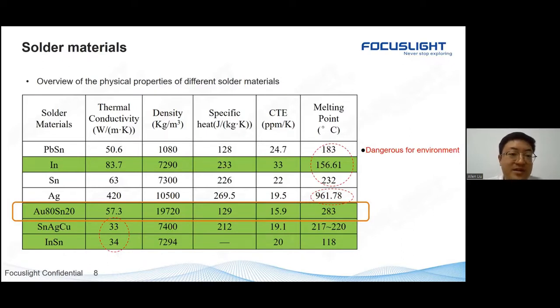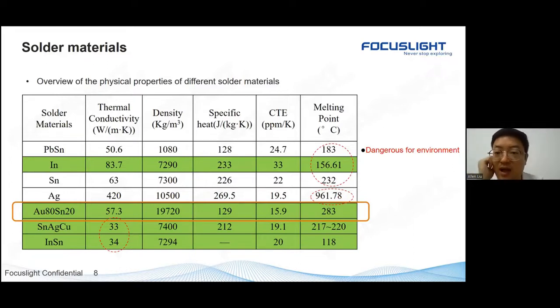So these are some data comparisons for the physical properties of different solder materials. You can see some solders have a higher melting point, and some have a very low thermal conductivity. When we choose a solder as a bonding interface, we need to consider these parameters. For example, if the solder has a very low thermal conductivity, the heat transferred from the laser chip to the substrate will be slow. So we need a higher thermal conductivity to transfer the heat.